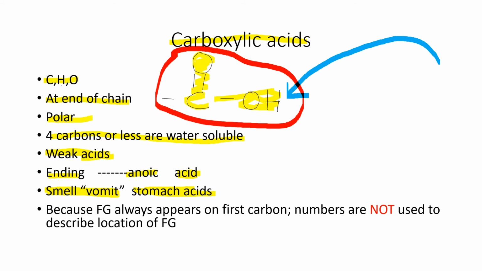Carboxylic acids are going to follow a rule very similar to what we saw with the aldehydes. Because the functional group always appears on that first carbon, numbers are not used to describe the location of the functional group because it would always be 1. It's the definition of a carboxylic acid. This functional group always happens at the end of the carbon chain. That is automatically going to make it the first carbon. So putting that 1 in there just would make it redundant, so we don't end up doing that.